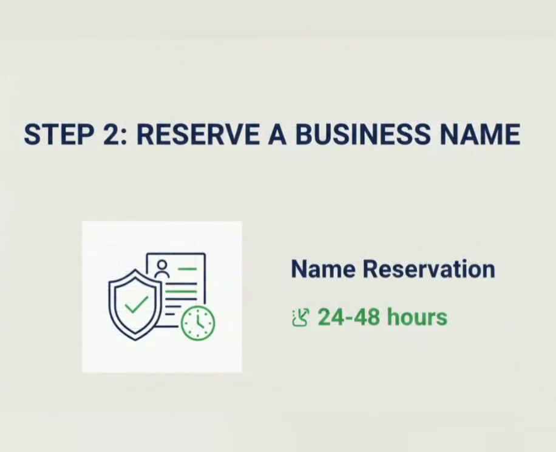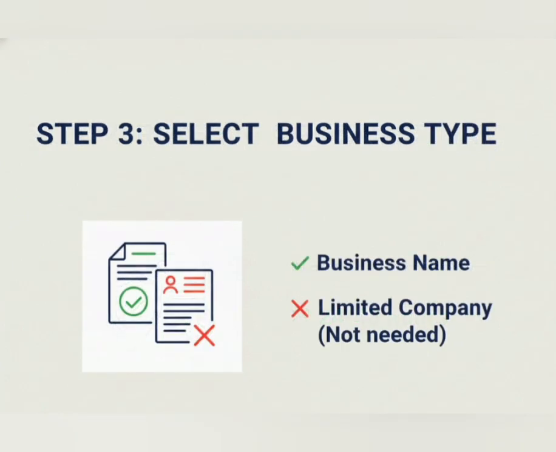Choose a business name like Bright Future POS Services. Submit 2 name options and wait for approval. Once your name is approved, select business name. This is the cheapest and fastest option for POS agents.